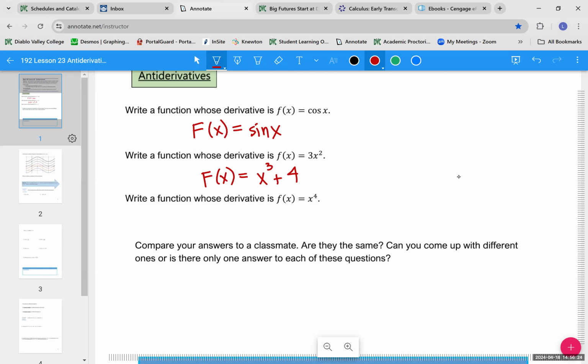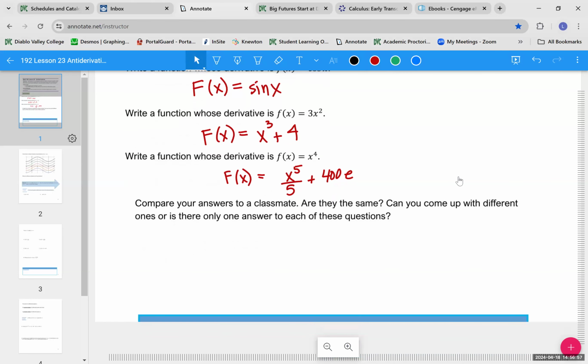And last but not least, if I want a function whose derivative is x to the fourth, I know it's going to need to be an x to the fifth power, but if I took the derivative of just x to the fifth, I'd have 5x to the fourth. I need to put it over 5 so that the 5s would cancel in the derivative process. And again, I could add some sort of constant to it if I wanted to. It still isn't going to change the derivative of that function.